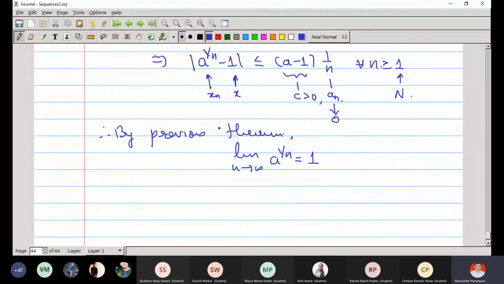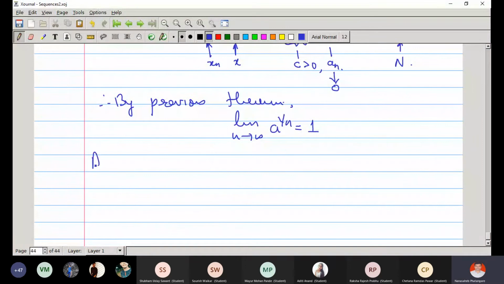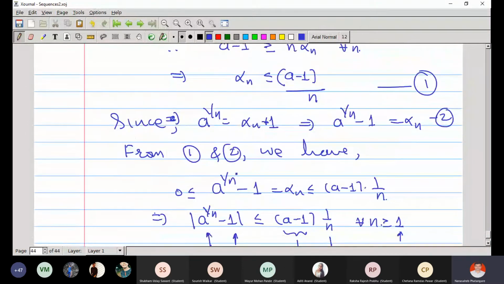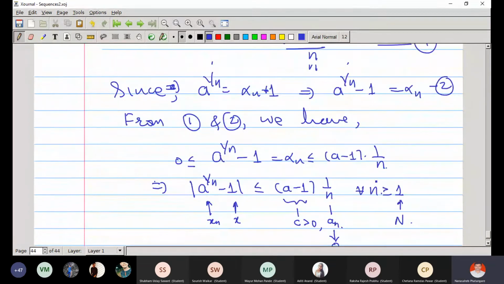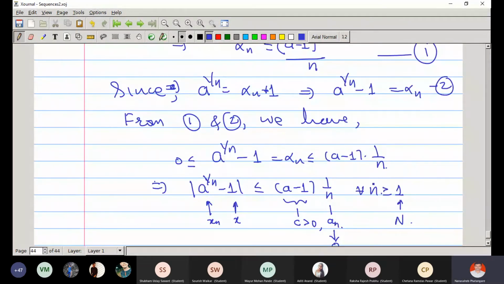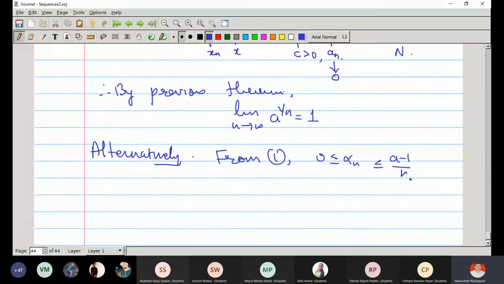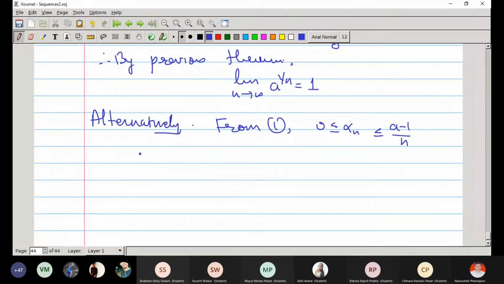So alternatively, you can look at it alternatively. So from equation 1, what is our expression 1? From 1, alpha n, right? What is the expression 1? A minus 1 less than or equal to A minus 1 upon n, right? By the sandwich principle, what is the limit of alpha n?